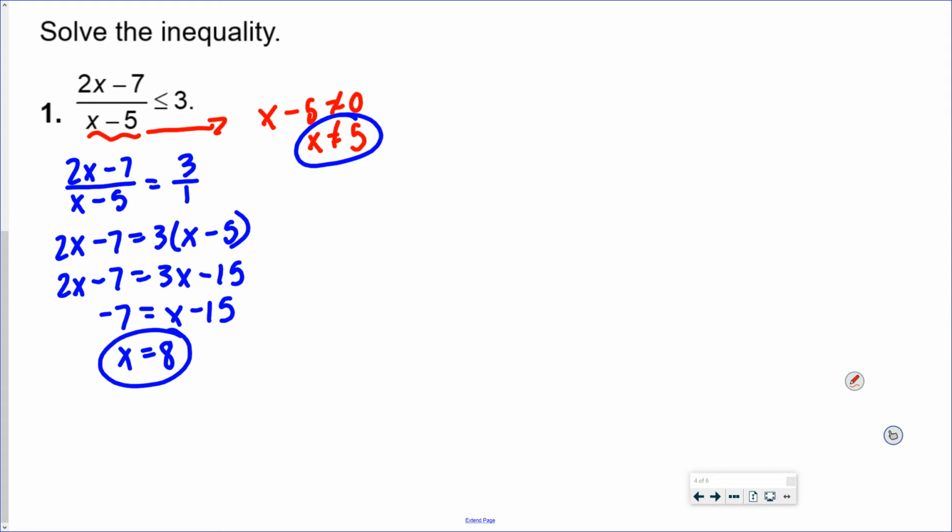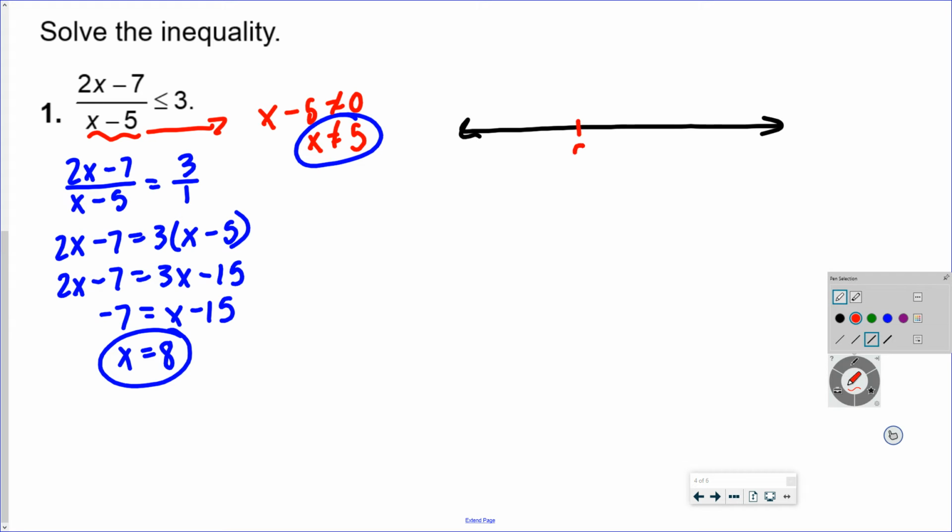All right, same thing as before. We're going to do our test intervals. So we've got 5 and 8. Don't worry, I did this for you when I plugged in 4.